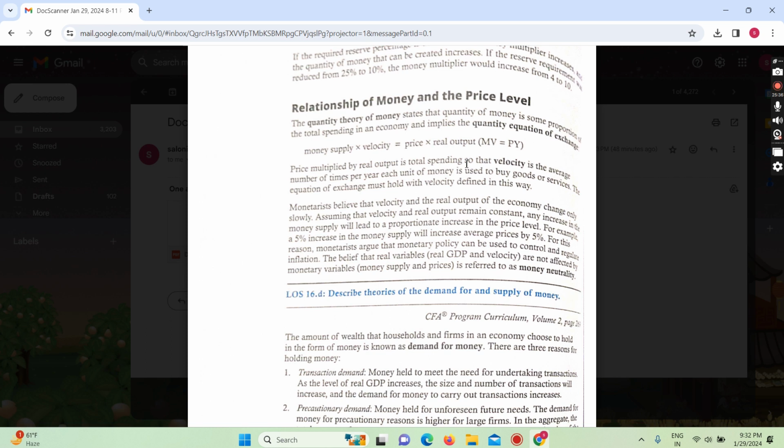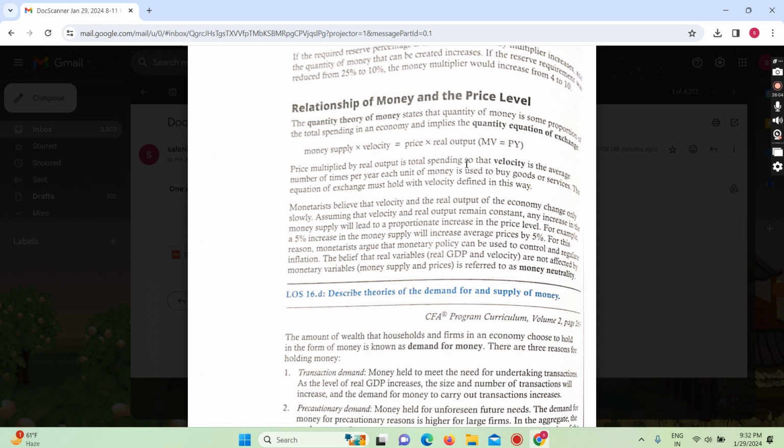Monetarists believe that velocity and the real output of the economy change only slowly. So this equation is nothing but: when you multiply the price with the real output, you get the number of times the money supply is used. So money supply multiplied by velocity is equal to real output multiplied by price, that is MV = PY. Alright. Then the monetarists believe that velocity and the real output of the economy change only slowly.